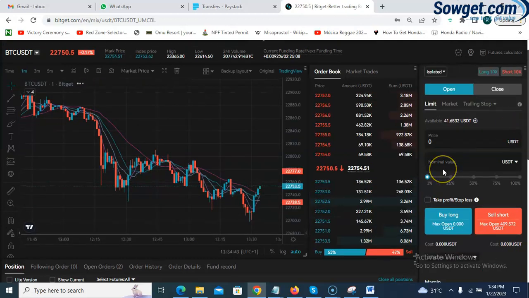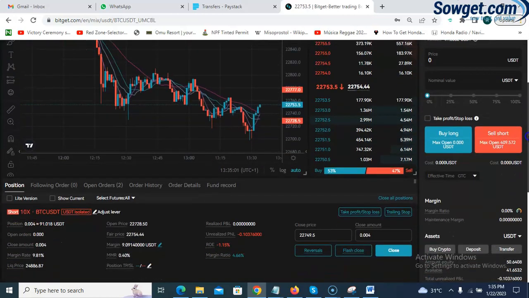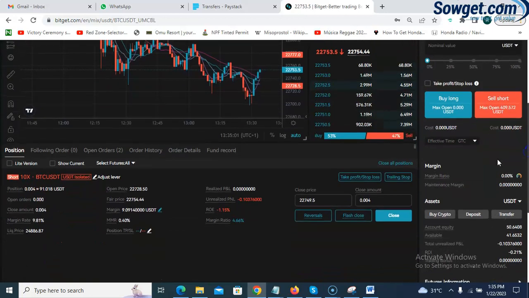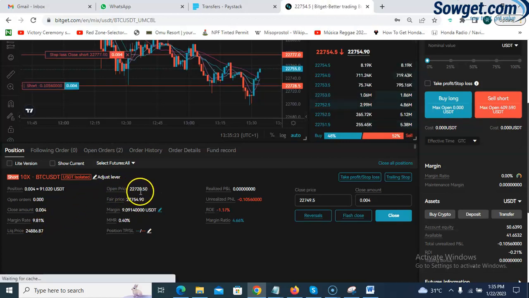Guys, so you can see that our order has been placed, and my available balance has dropped to 41.65. Let me just show you the position. This is the position here, showing under here. You can see that it's an isolated USDT, and you can see the open price.